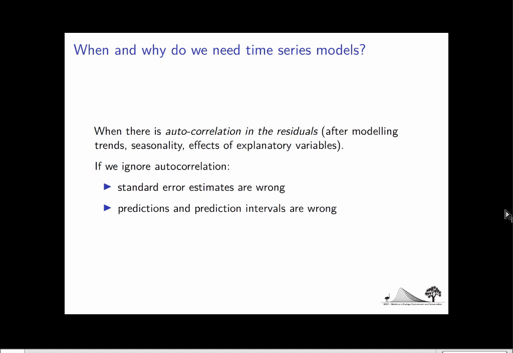Okay? And that is after modeling trend, seasonality effects, and explanatory variables that you do with regression, you still have autocorrelation in your residuals that you need to adjust for in this model. If you ignore autocorrelation, then your standard error estimates will be wrong, your predictions will be wrong, your F statistics and P values, all of that will be wrong. Okay, because the standard error is off.